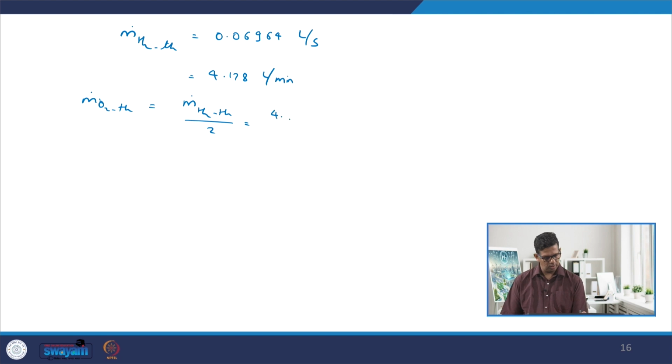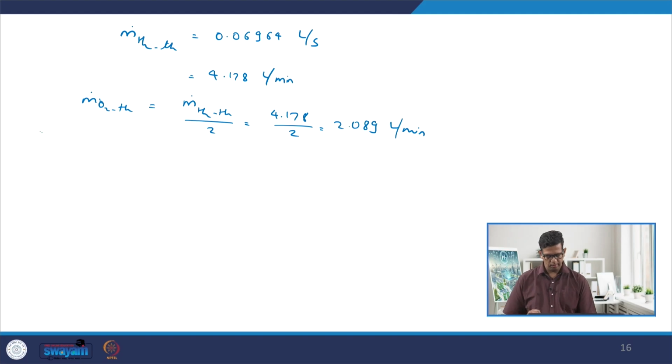So, this is 4.178 by 2, which is roughly 2.089 liters per minute. So, this is for the case of first point. Then let us go ahead and do it for the efficiency calculations.